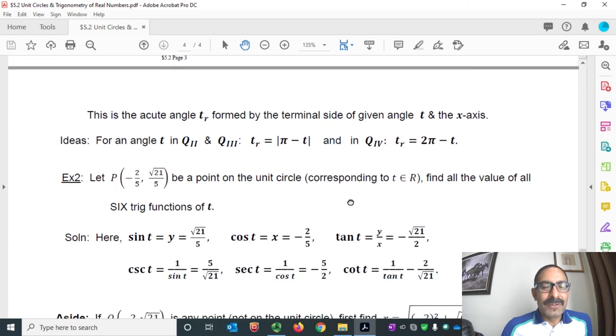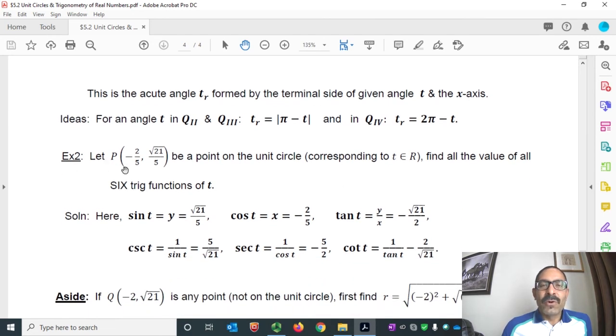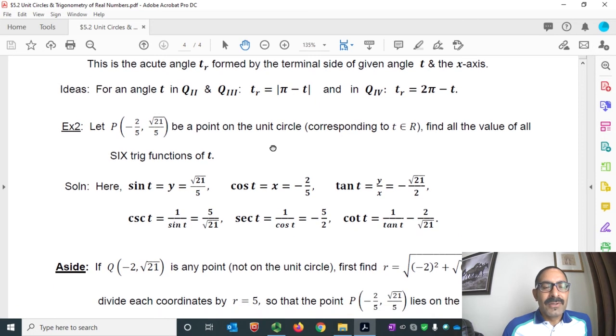Now, example 2. The given point P with coordinate -2/5 and radical 21 over 5 is a point on the unit circle. Find the values of all 6 trigonometric functions. Great. Let's begin the solution. So here, this x coordinate corresponds to cosine t, and y coordinate corresponds to sine t. Then we can easily compute tan t. That means divide these numbers here. So we have minus radical 21 over 2, because 5 cancels.